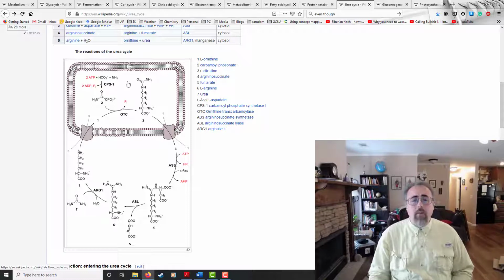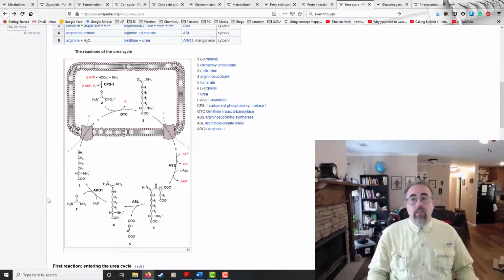But as mammals, we're going to convert most of our nitrogen into urea. Urea is low toxicity, not zero, but low. And then it's water soluble, so we just urinate it out to the toilet. And we're done with it.